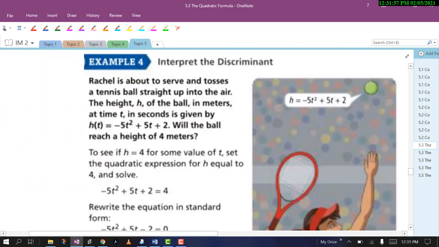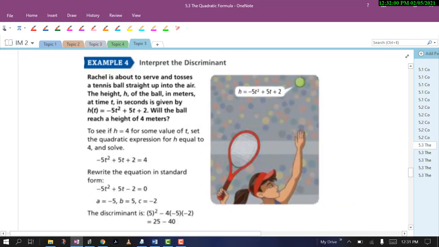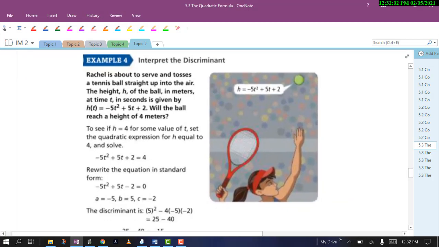So let's continue on. Now we got a word problem. Rachel's about to serve and toss a tennis ball straight up in the air. The height h of the ball in meters at time t in seconds is given by h of t equals negative 5t squared plus 5t plus 2. Will the ball reach a height of 4 meters? To see if h equals 4 for some value of t, set the quadratic expression for h equal to 4 and solve. So again, we want to know a height of 4 meters. So h of t equals 4, and that's how they got this equation.